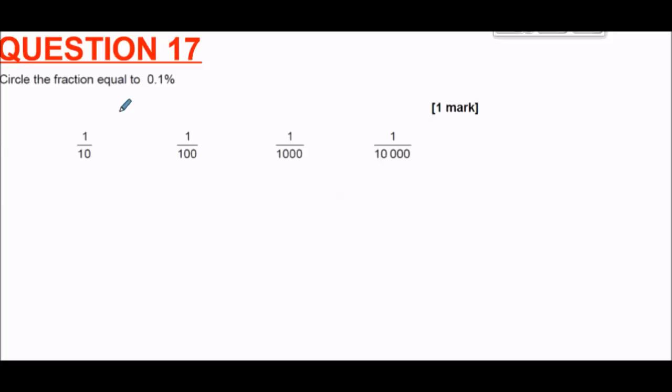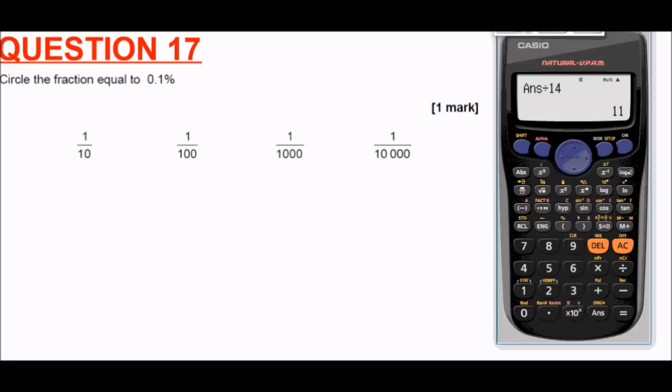Question 17. It says circle the fraction equal to 0.1%. Again, I think this one's down to just being comfortable and confident with your calculator. If you're good and well experienced with your own calculator, you should find this very easy. It's a 1-mark giveaway, really. So 0.1%, I'll show you 2 ways of doing it. Percentage means out of 100.